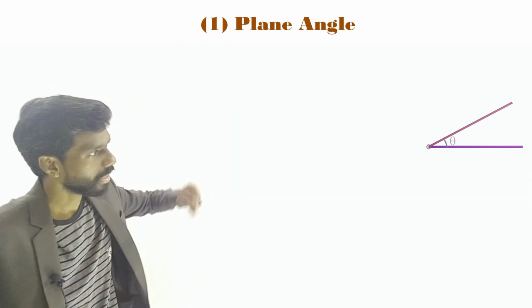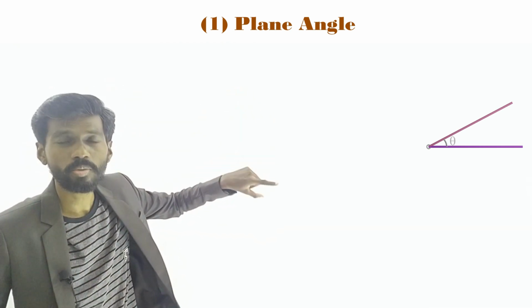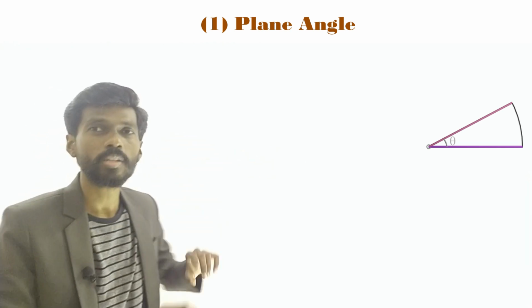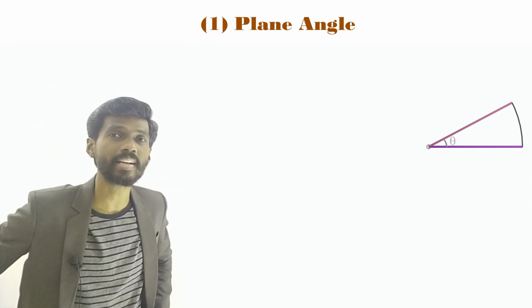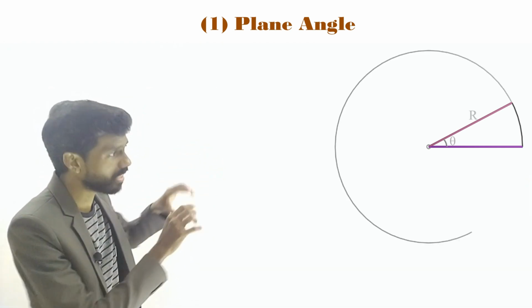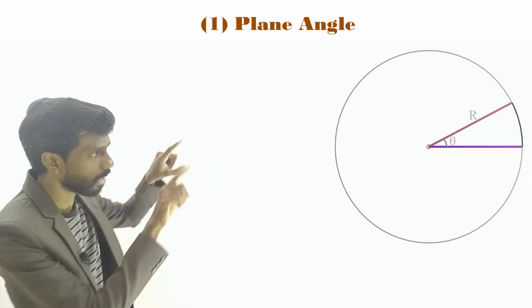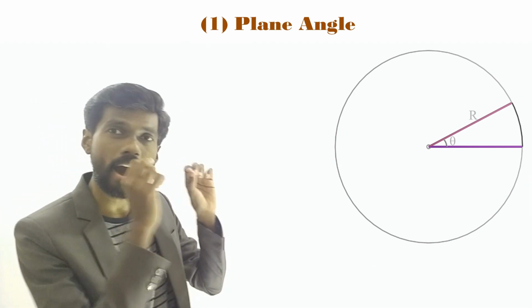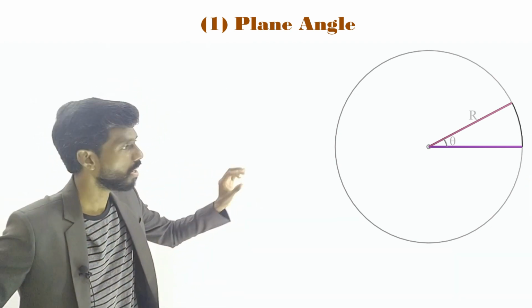The endpoints of these two line segments are joined by a curve, which we call an arc. This arc subtends the angle theta, so theta is the angle subtended by the arc. Now you complete the circle of which this arc is a part. This arc subtends angle theta at the center.